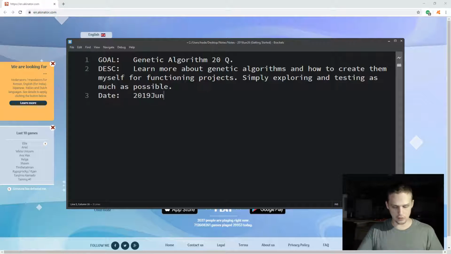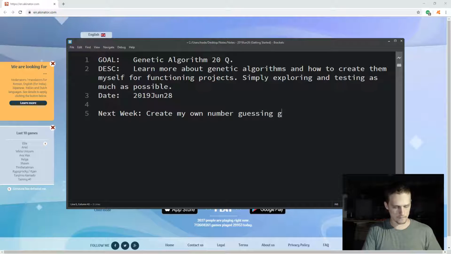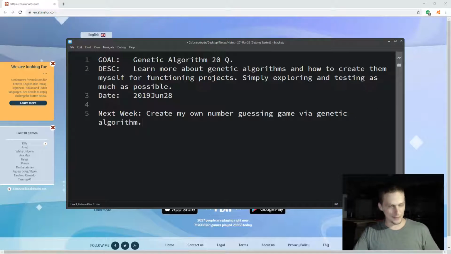2019, June 26th is today, so 27th, 28th, June 28th. Now what I'm going to do is next week, number guessing game via genetic algorithm.